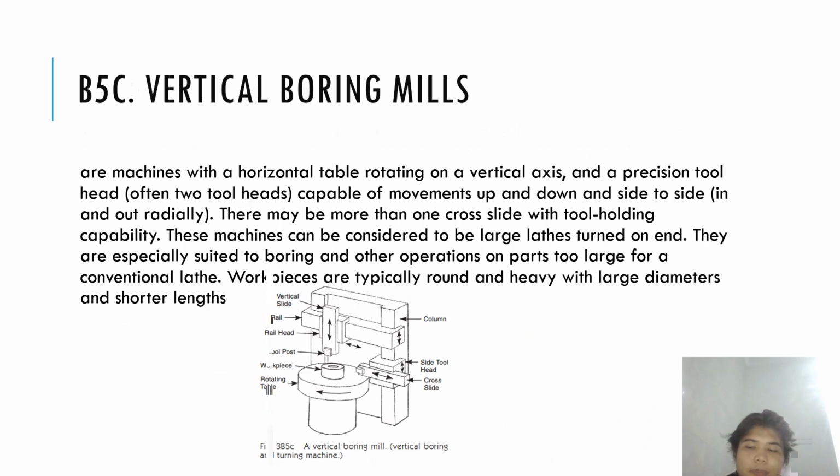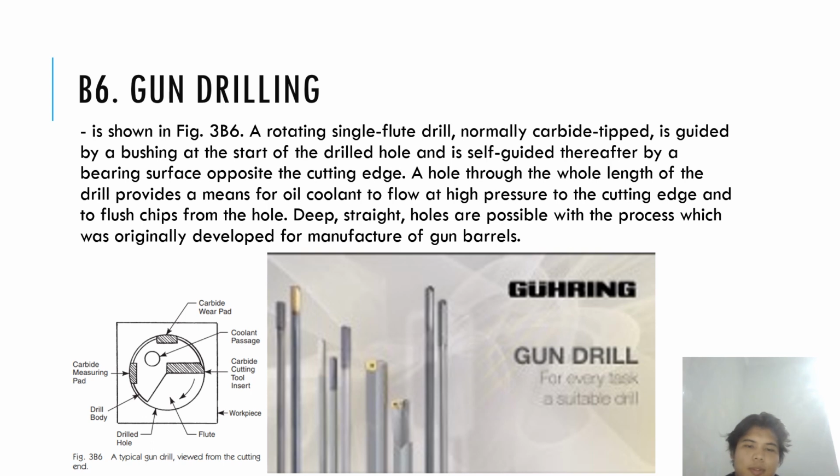Gun drilling is shown in Figure 3b6, as we can see on the left here. A rotating single flute drill, normally carbide tipped, is guided by a bushing at the start of the drill hole and is self-guided thereafter by a bearing surface opposite the cutting edge. A hole through the wall of the drill provides a means for oil coolant to flow at high pressure to the cutting edge and to flush chips from the hole. So this is the typical gun drill. This is the video.